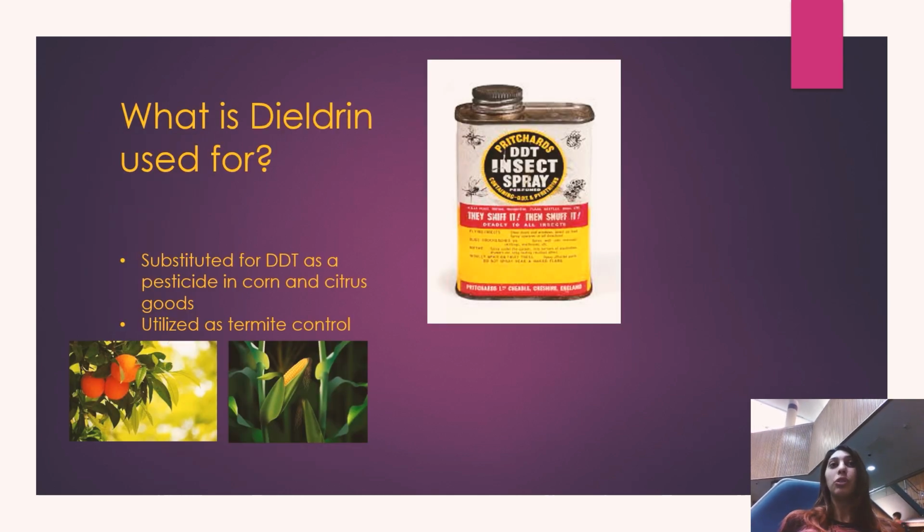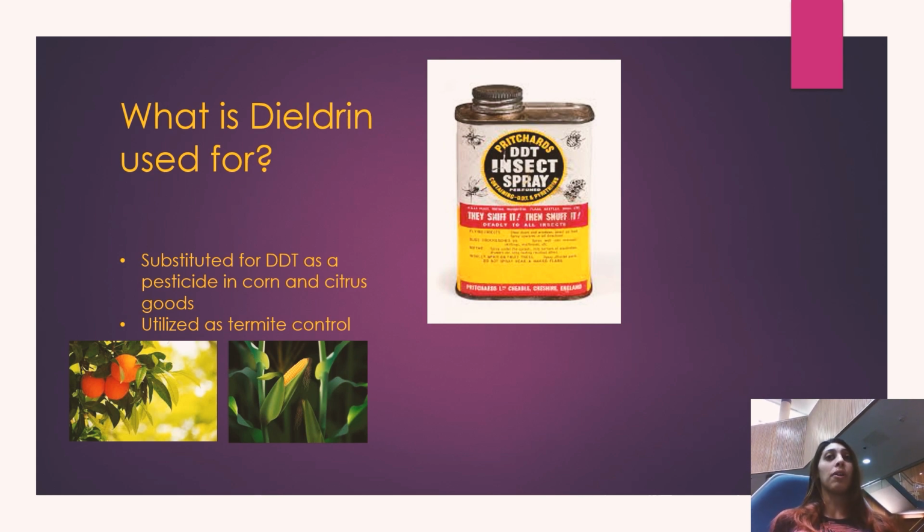And what is it used for? Well, a little bit from the back of the previous slide, we have a little bit of additions as well. From the 1950s until the 1970s, it was substituted for DDT as a pesticide in corn and citrus goods. Up until about 1985, it was still utilized for termite control.